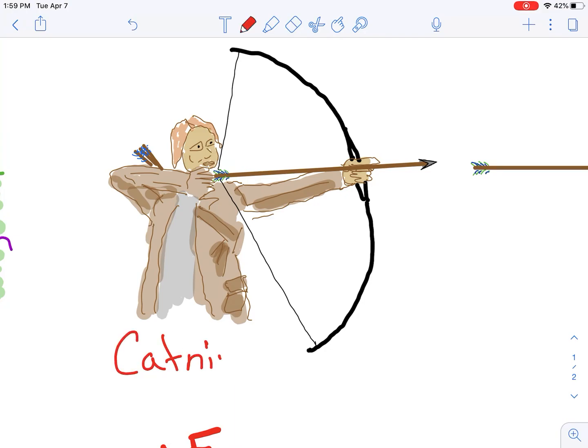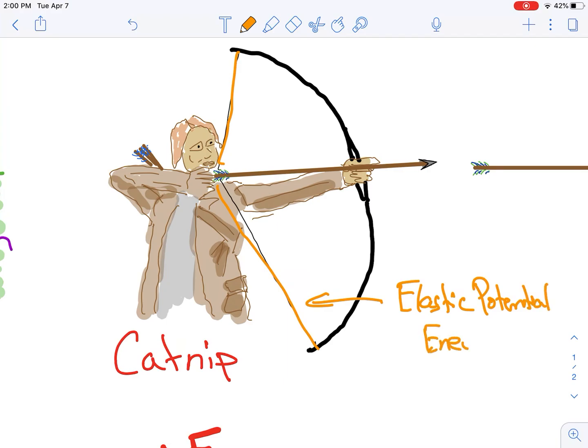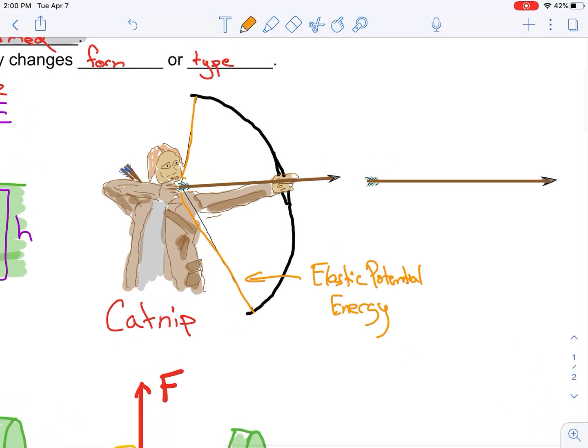Well, we'll keep it. Catnip pulled back this arrow, and remember that this band is sort of elastic, and there's some energy now stored in this elastic band. So we have elastic potential energy. So I'll just write elastic potential energy, and Catnip releases the arrow, and it flies, and it's got a ton of velocity, and it now has kinetic energy.